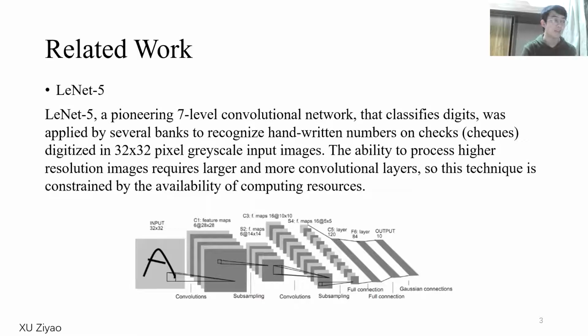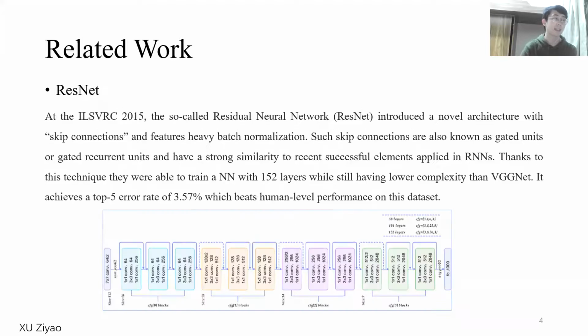The first one is LeNet5. LeNet5 is a pioneering 7-level convolutional network that classifies digits, which was applied by several banks to recognize handwritten numbers on checks digitized in 32 by 32 pixel grayscale input images. The ability to process higher resolution images requires larger and more convolutional layers, so this technique is constrained by the availability of computing resources. The next is ResNet models.